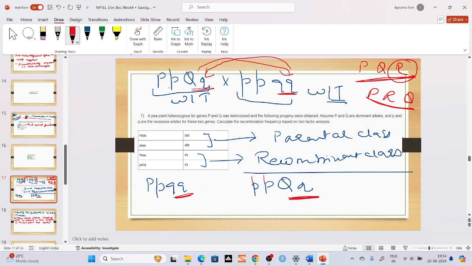We have to calculate the recombination frequency based on two-factor analysis. This is a simple question. It can be solved very quickly by applying the formula. Why am I spending so much time, and deliberately? Because I want you to understand the concept, because the question might be a difficult version of the same concept. That's why you need to know the intricacies of how to solve this question.